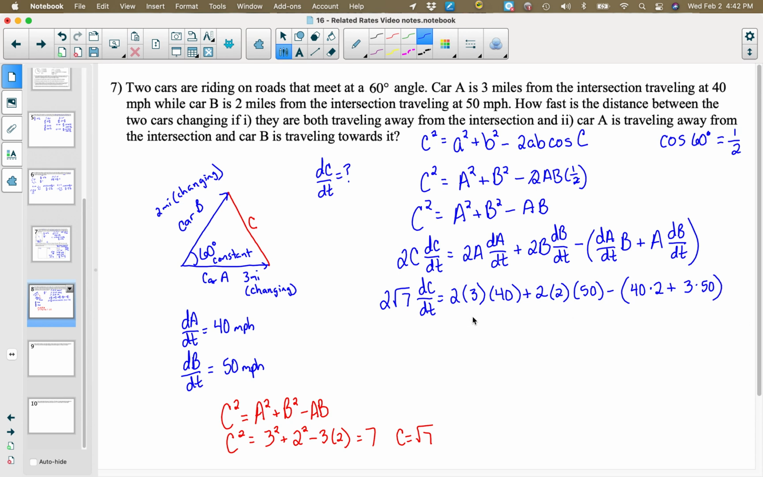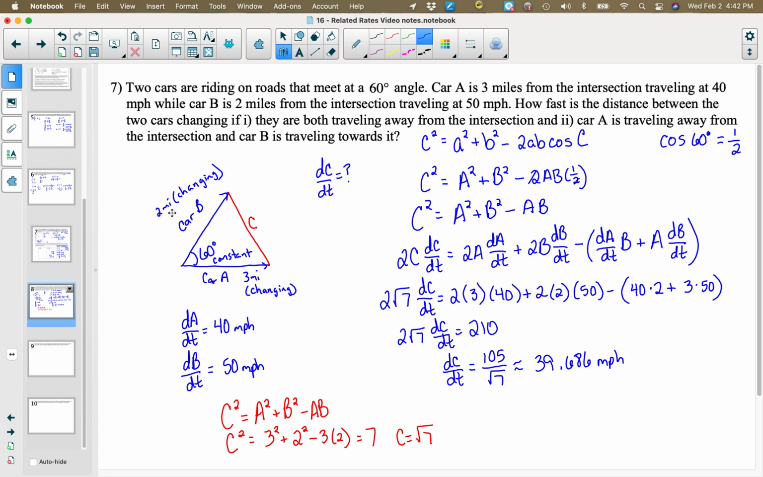Okay, so if you work all this out on the right-hand side, I'll have 2 root 7 dC/dt. You can do the math, or trust me, you get 210. So then we have dC/dt equals, if I divide by 2, I get 105. So I'm going to have 105 over the square root of 7, which, if you plug this into your calculator, you will get about 39.686 miles per hour.